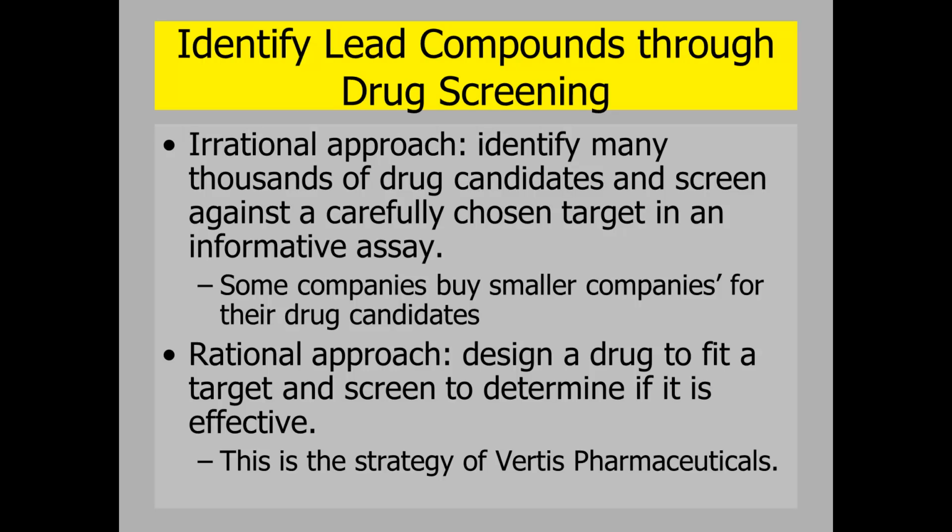A second approach is called the rational approach. The idea is that you will crystallize the receptor, for example, and then analyze the amino acids that are in the binding site for the receptor, and then design a drug that would fit that target, and then screen the compounds to show that it's effective. And so this is the strategy of companies like Virtus Pharmaceuticals. They're focusing on rational drug design.